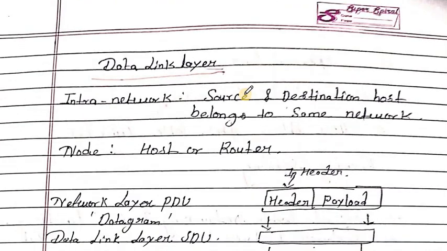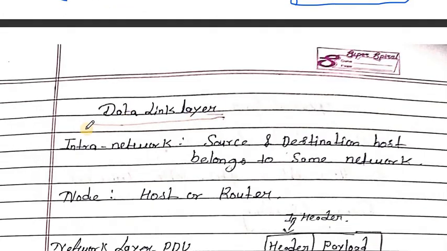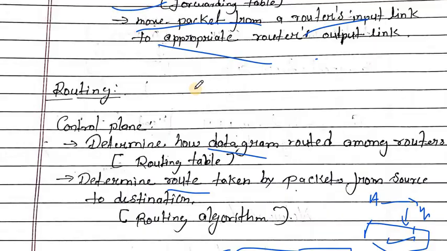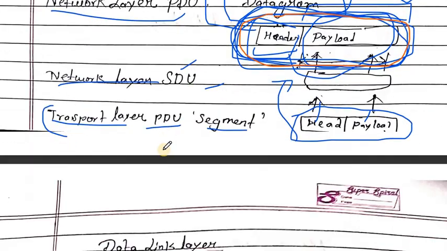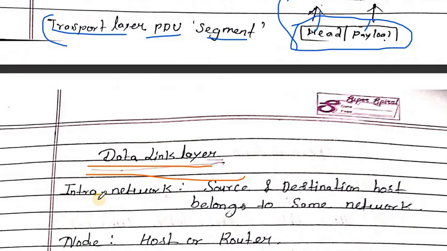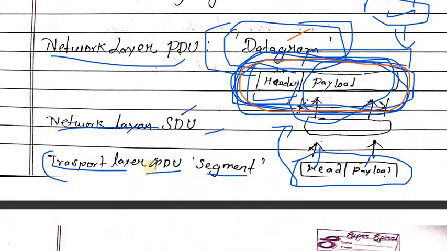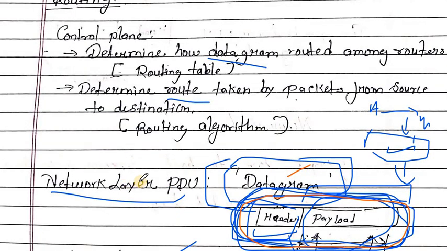Now we will come to the data link layer. We have given a small intro of the network layer and how the flow of the network layer works. We will discuss the network layer in detail in upcoming videos.